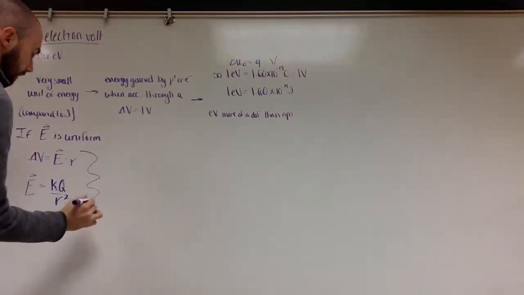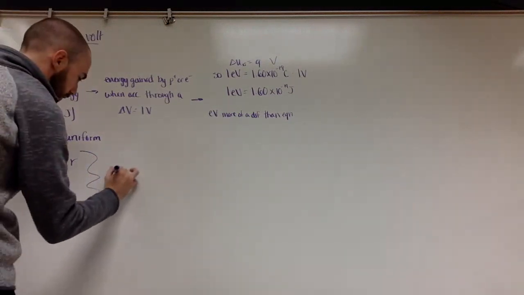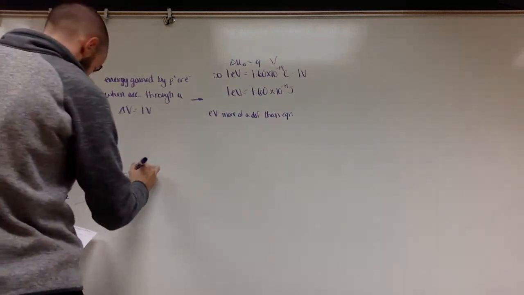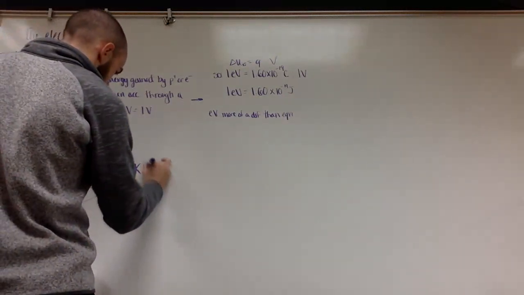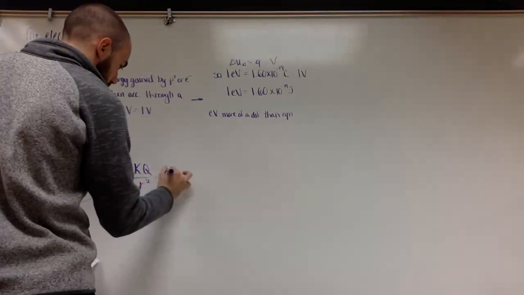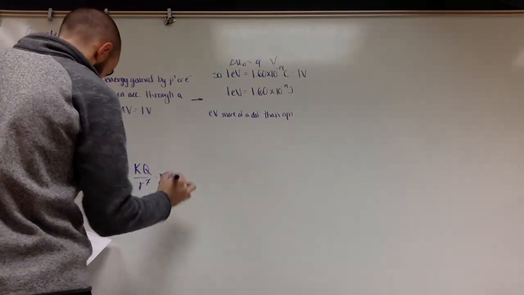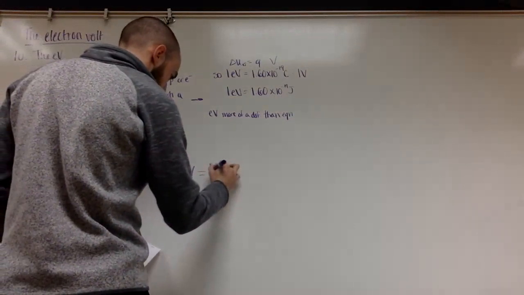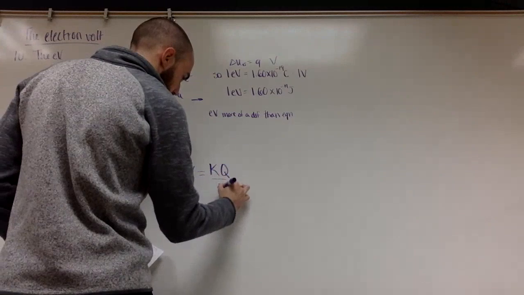We put these together. What we end up with is that our change in voltage, I'm just plugging the electric field into there, is K, Q over R squared times R. R cancels. And what we're left with is that our voltage is equal to K, Q over R.